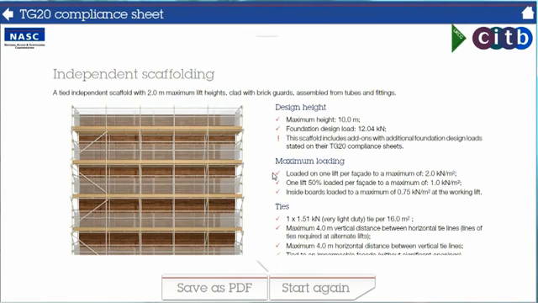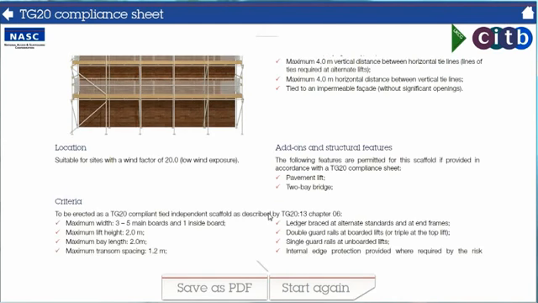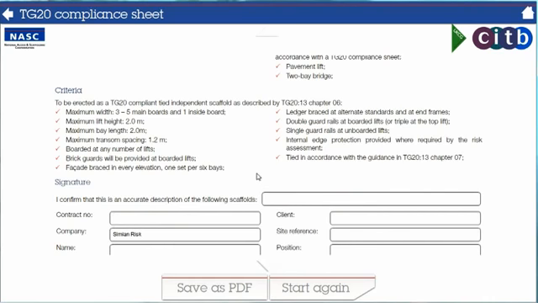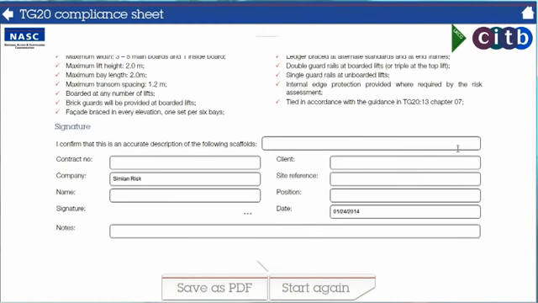And there we have our compliance sheet. It contains all the essential information you need in order to build a compliant scaffold. The compliance sheets need to be read in conjunction with the advice given in the TG20 operational guide. Note at the bottom of the compliance sheets is a signature box. This can be completed by the scaffolding contractor and signed off as compliance for the scaffold that's required.